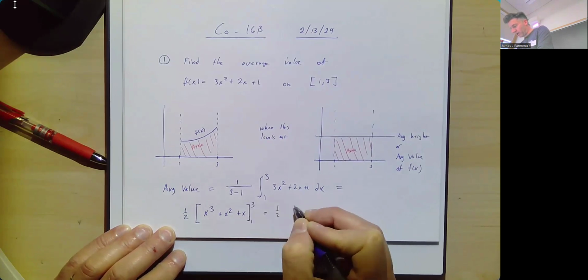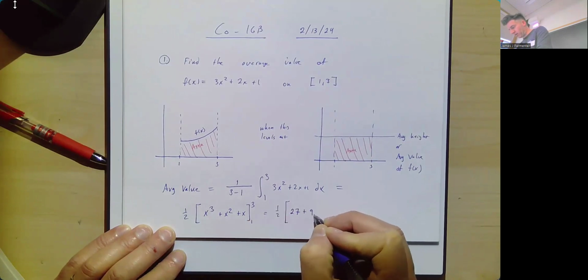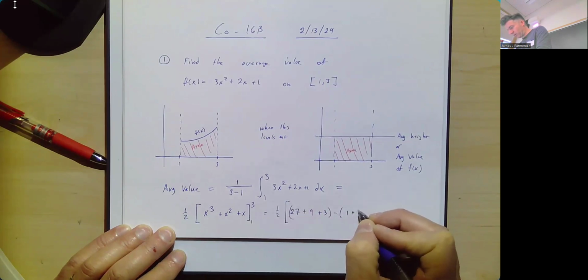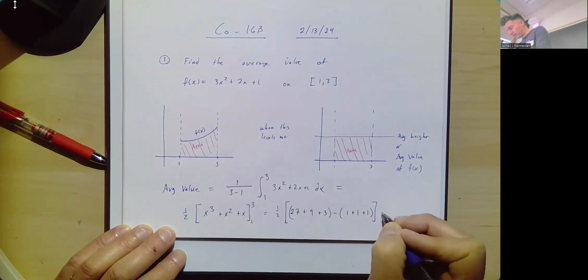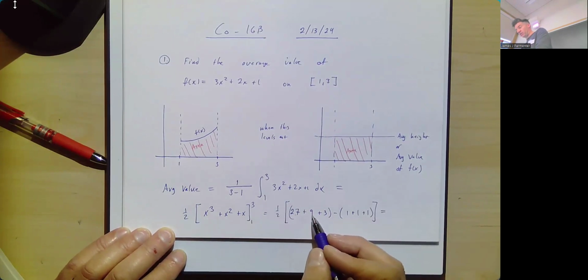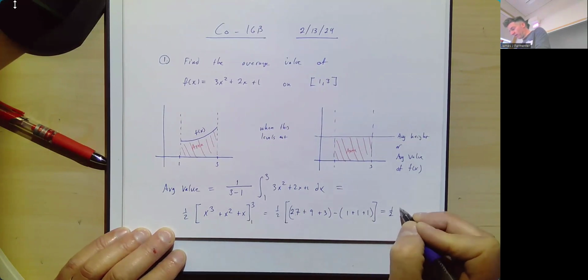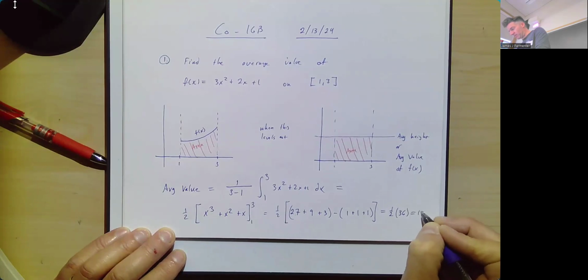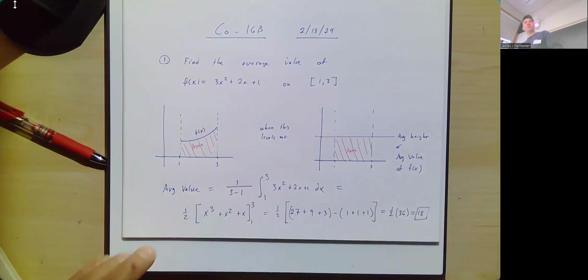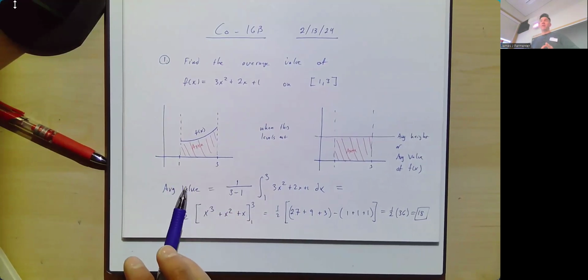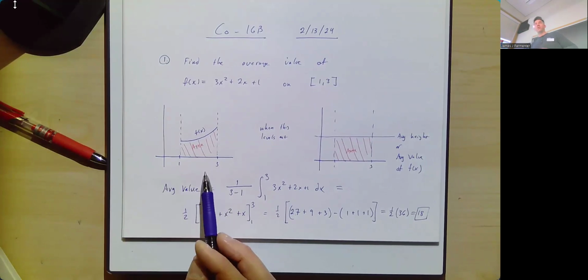So it's going to be 1/2 times 3 cubed plus 3 squared plus 3 minus 1 cubed plus 1 squared plus 1. Let's see, 27 plus 9 is 36, plus 3 is 39, minus 3 is 36. So 1/2 times 36 is 18. Just to be super clear here, the area under the curve is 36, and then the average value over the interval is going to be 36 divided by 2, which is 18.